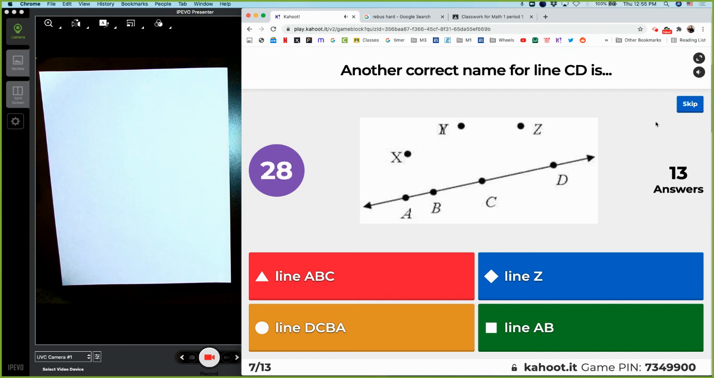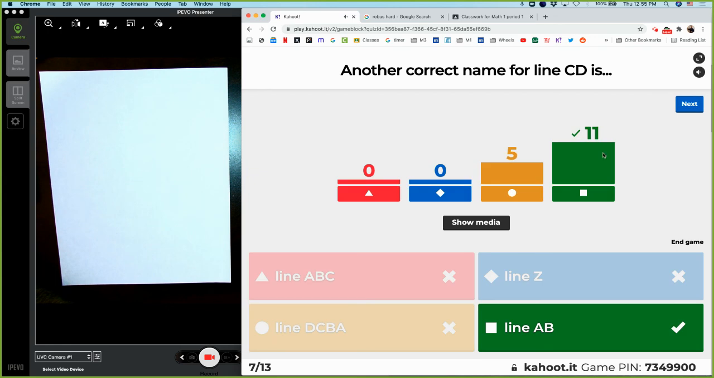A couple people are stuck. All right, we're going to keep going then. There we go. All right, take a guess. I think you guys are locked out.